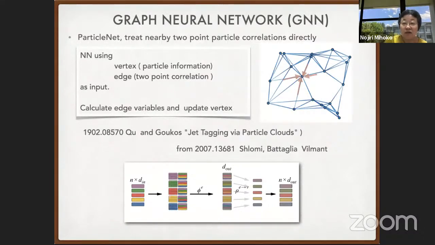Recently there is also an idea called the particle cloud. This actually takes the pairs of all particles in the jet, calculates numbers from each pair of particles called H, and updates the vertex, that is, the quantity associated with the particle. You repeat this process before you get the final output. This is called the particle cloud, and it looks nice because you can directly treat the particles.